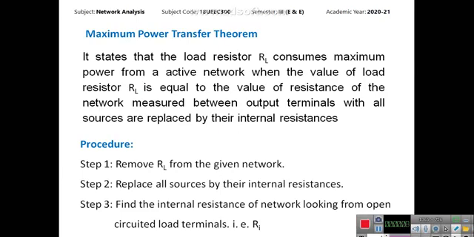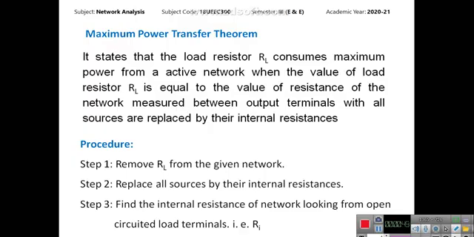Today we are going to discuss the maximum power transfer theorem. In the previous class we discussed Norton's theorem. In Norton's theorem, any given bilateral linear network, that too an active network, can be replaced by a current source in parallel with the Norton's equivalent resistance. Now today we are going for the maximum power transfer theorem.